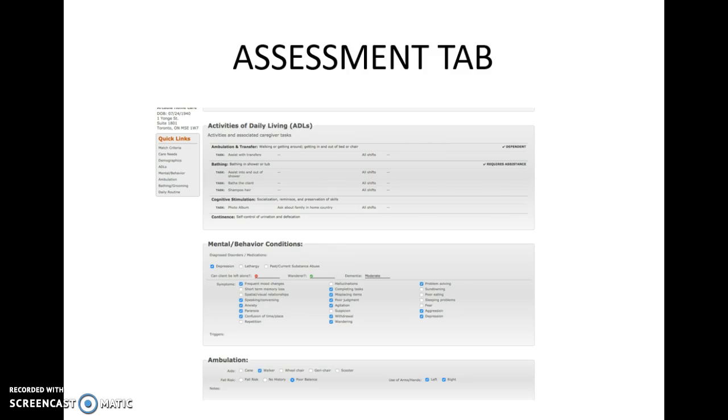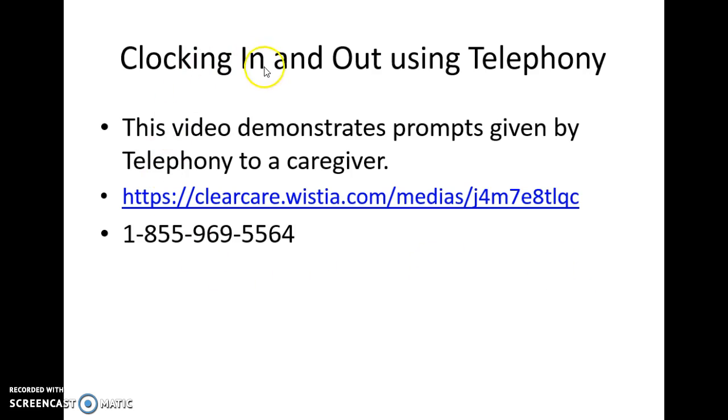Now, the next thing you need to find out is when you get to the client and need to clock in for your shift. Now, for clocking in and out of your shift using the telephone, we have this link for that video. Now, please make sure you use the client's home phone and you remember this phone number, most importantly. It is 1-855-969-5564. Please save this number already.